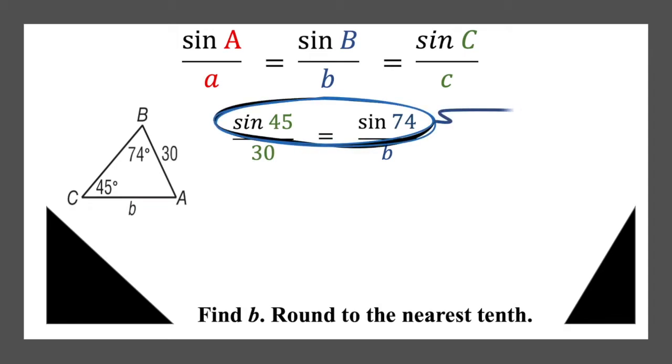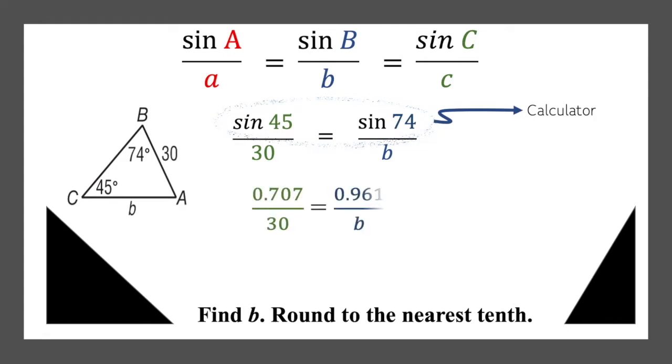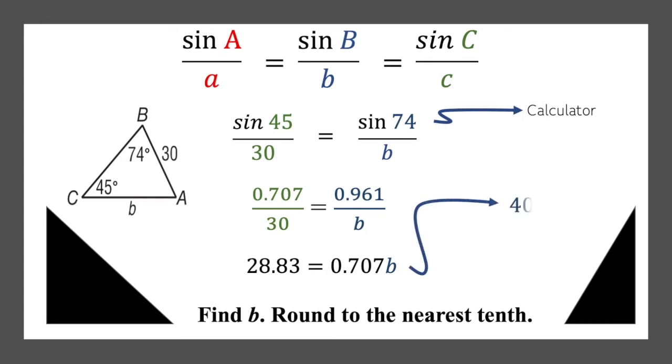Now, the sine of 45 and the sine of 74, you can pop those into your calculator now. You can use your calculator a bit later, but let's do it now so you can see what this looks like. So if I put the sine of 45 and the sine of 74 in my calculator, I get 0.707 and 0.961. Now I've got this ratio, and I can cross multiply to solve for B. And I get 28.83 equals 0.707b. Divide both sides by 0.707, and I see that B is 40.8. Let's try another one.